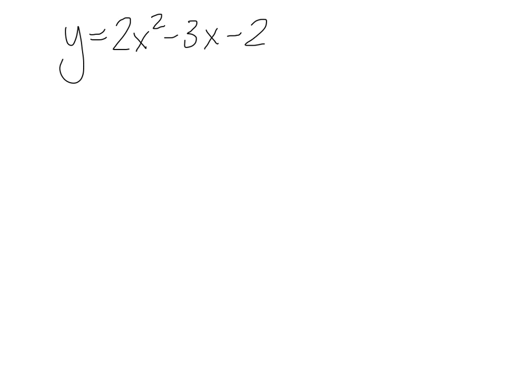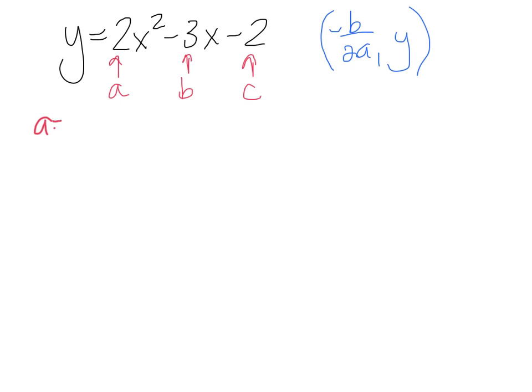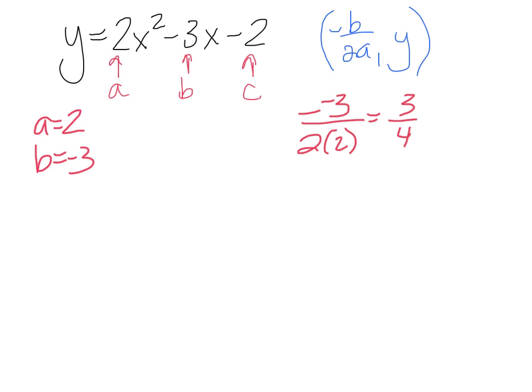Now to find the vertex's max or min using algebra, what you need to do is use the formula negative b over 2a for the x value, and then y. What that means is you're just going to go to the equation and identify this is a, this is b, and this is the c value. So what we're going to use for a is 2, and then b is negative 3. So let's take these values here and put them in for b and a. That's going to give us a negative of negative 3 over 2 times 2. It's going to give us 3/4. So the x value for this ordered pair is going to be 3/4.